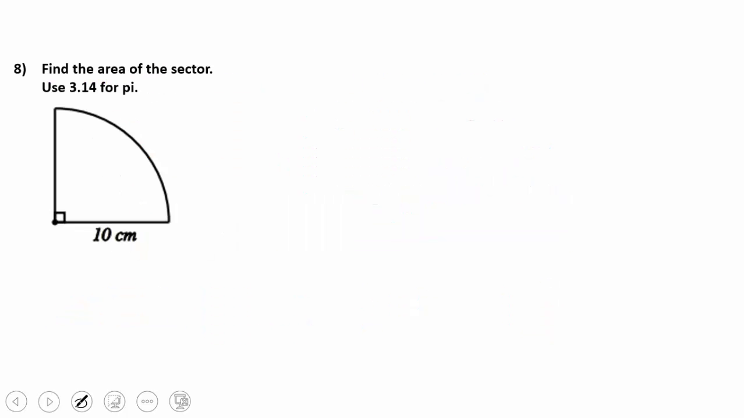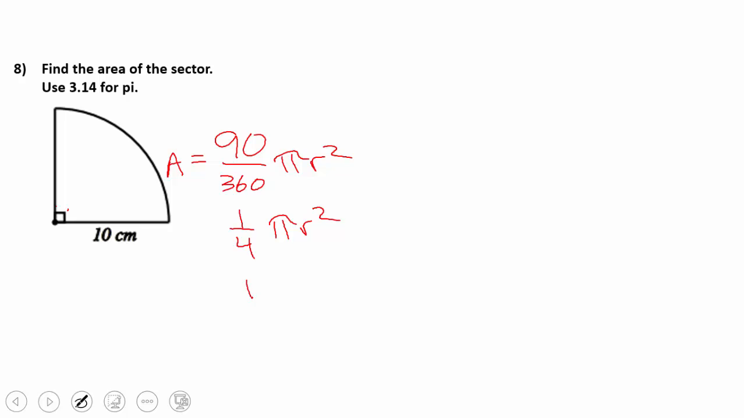So let's do a couple of those. The first one, I can tell you right now, if I got a 90-degree angle, this is 1/4 of a circle. But we're going to prove it, because I'm going to take 90 and divide by 360, and then I'm going to multiply that by pi and the radius squared. That's going to give me the area of this sector. 90 over 360, that's right, 1/4 times pi r squared, which is nothing more than pi r squared divided by 4.